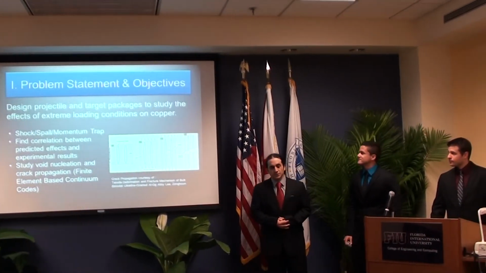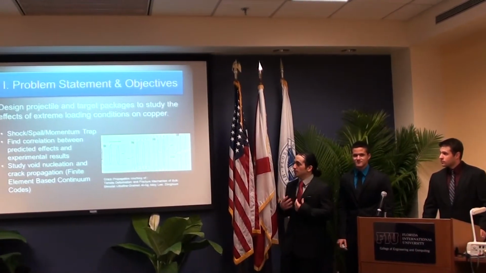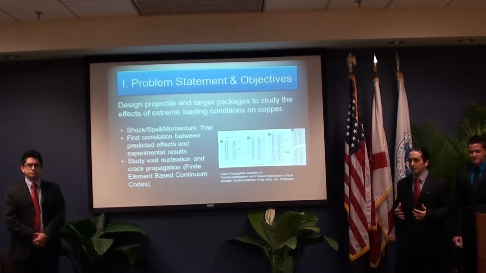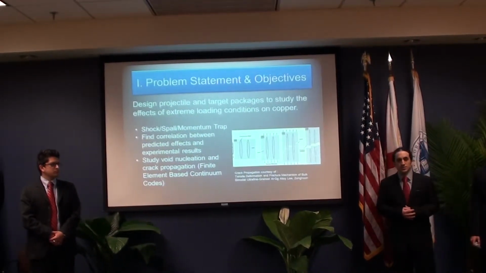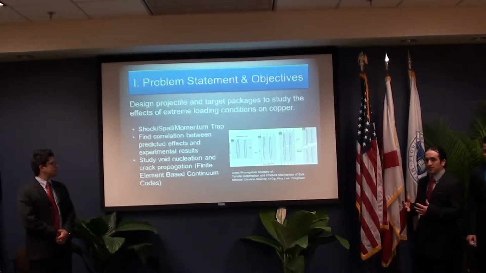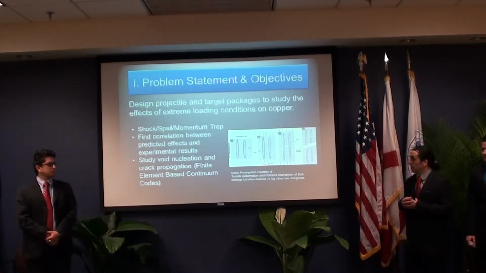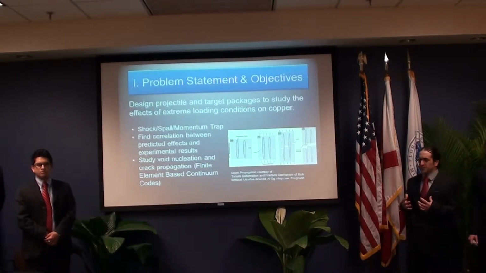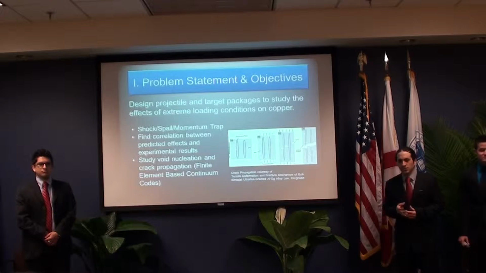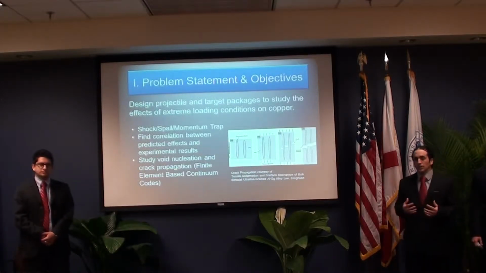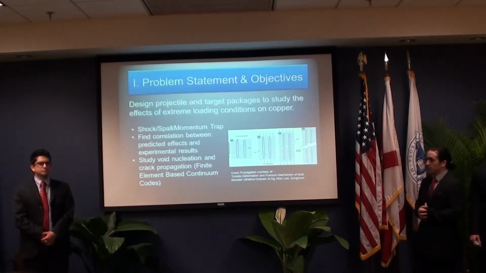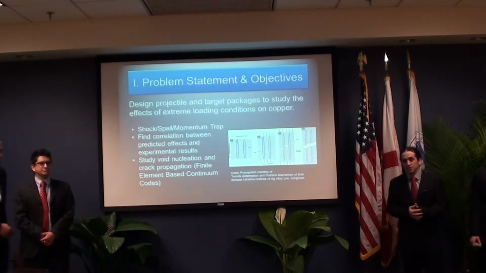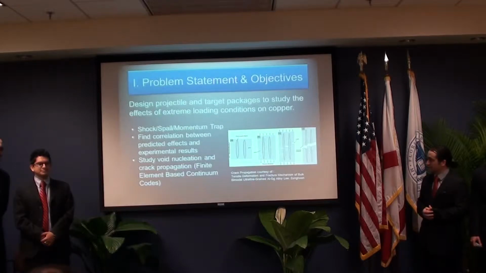Now the goal of this project was to design separate projectile and target packages in order to study spallation of copper at different impact pressures. To achieve this, we would induce shock loading, and we would also use a momentum trap in the target to absorb the release waves caused by the impact. We would use these results to study the correlation between what we predicted and what we actually got in order to study void nucleation and crack propagation. The image you see is crack propagation as it occurs, and the complete fracture on the right.